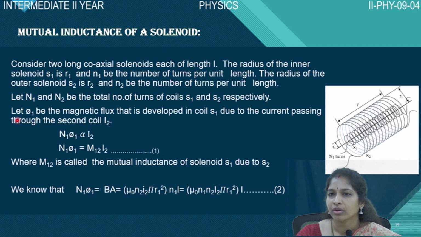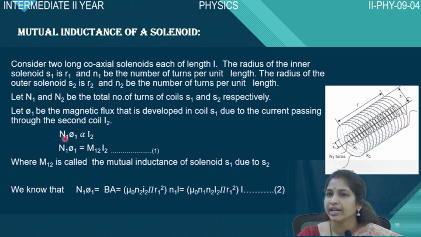Let us consider, we know when there is a change in the flux in one solenoid, current can be induced in the second solenoid. Or when there is a change in the flux in the second solenoid, current can be induced in the first solenoid. That is the concept of mutual induction. So first I am considering, let phi1 be the magnetic flux developed in coil S1 due to the current I2 passing through the second coil. Because of the current passing through the second solenoid, flux is developed in the first solenoid. That is mutual induction.